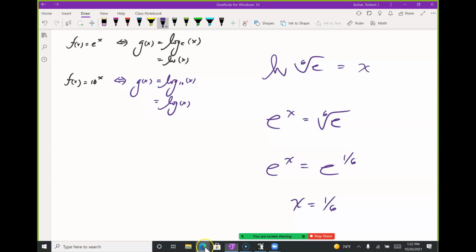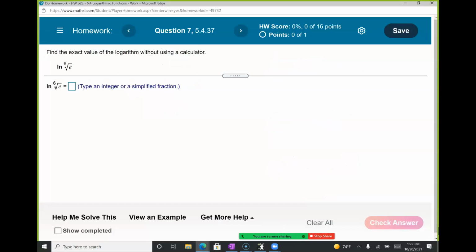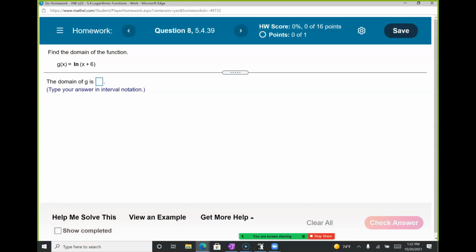Last problem. It's giving me a function and wants the domain. I have no idea what to do. Of course, I could put it in my calculator and it would be pretty easy. But what I'm going to do is translate this into an exponential, get the range, and know that's the answer for my domain of the inverse.